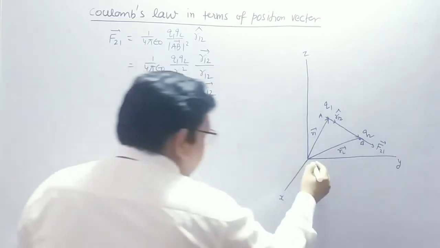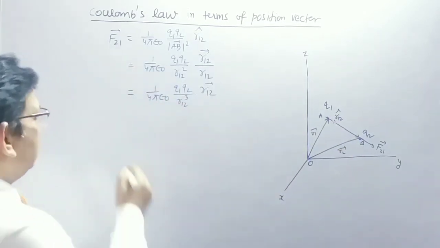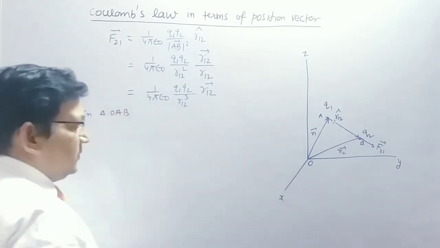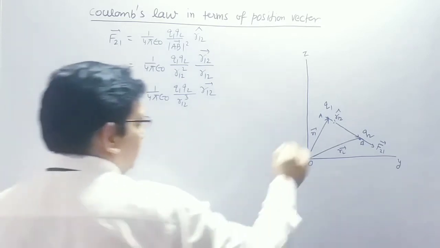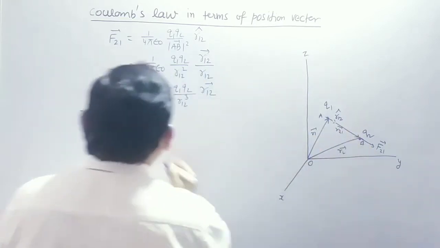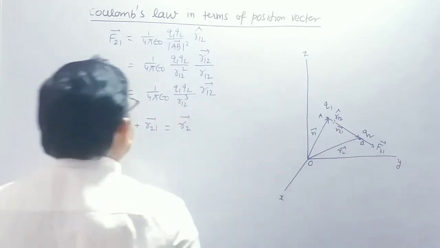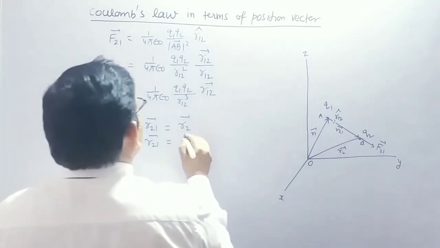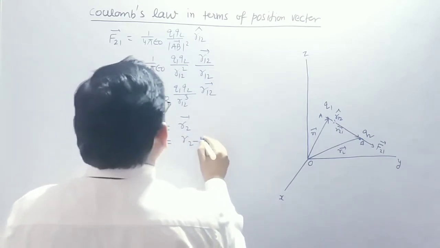Now consider the triangle OAB and apply the triangle law of vector addition. So in triangle OAB, applying the triangle law of vector addition, we have vector r1 plus vector r21 equal to position vector r2. Therefore the value of r21 is r2 minus r1.